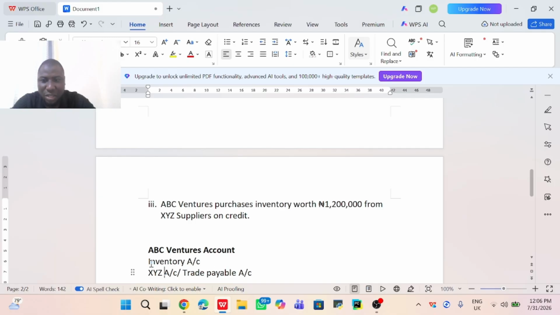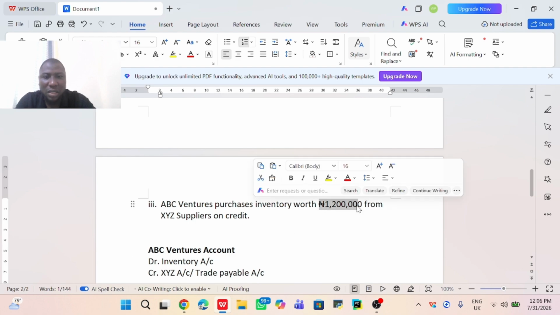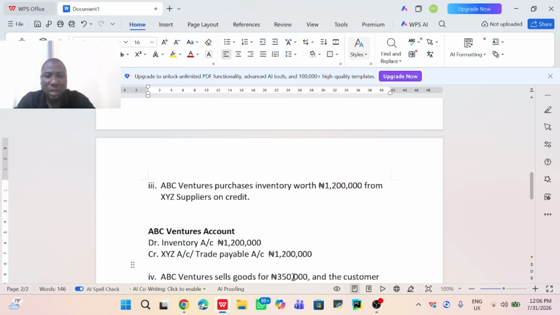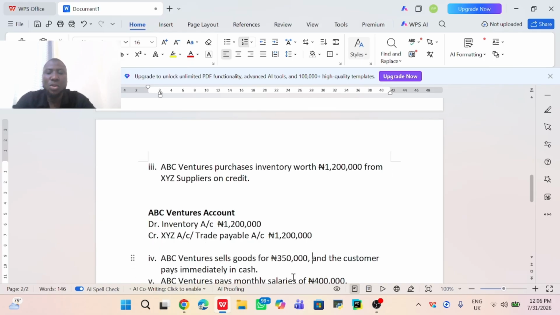Do you understand? So that's why we are to debit inventory account and credit what? And credit XYZ account with how much? With 1,200,000 naira.